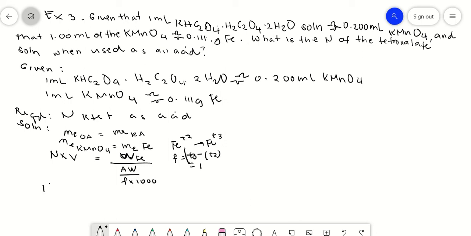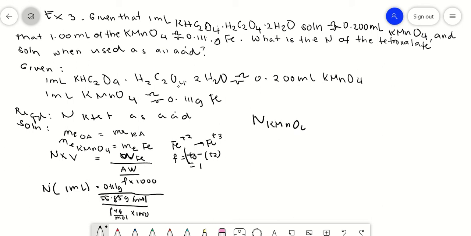So normality times the volume, which is 1 ml, is equal to the weight 0.111 gram divided by atomic weight 55.85 grams per mole divided by the factor, which is 1 equivalence per mole, times 1,000. So you will get a normality of potassium permanganate equal to 2 normal.